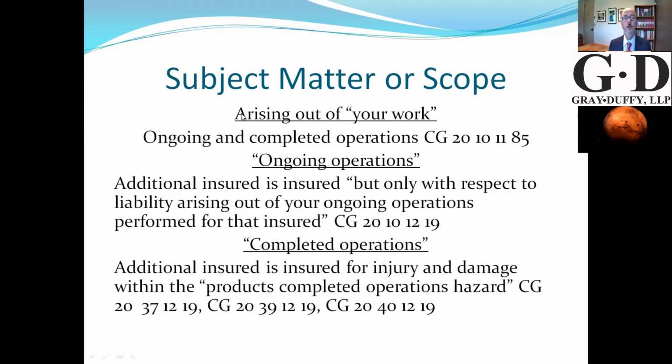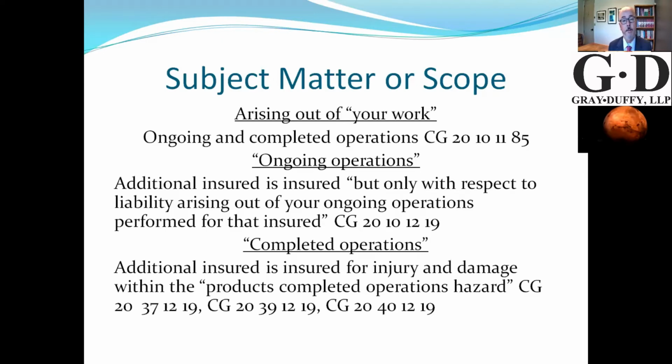So in the construction context, it can apply to something like arising out of your work, which goes back to the old CG 2010 11/85 endorsement, which has been construed to apply to ongoing and completed operations. But now that is split in more recent forms, so that ongoing operations is covered by CG 2010. So it stops as soon as the work is completed, or the work is completed enough to have been put to its intended use.